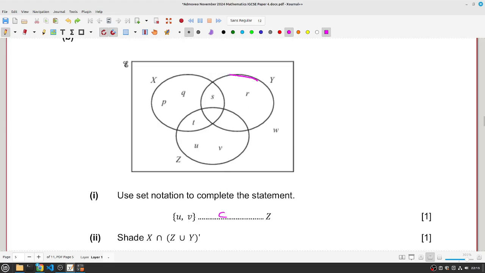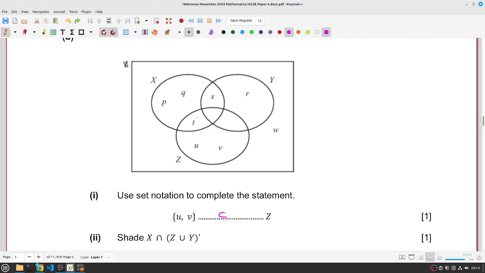So the union of Z and Y is this. It's all of Z plus all of Y, that whole thing. So that's the union of Z and Y. Now we take the complement of that, so everything that's not here. So everything that's not inside this purple part, so everything on the outside of the purple part, where does that intersect with X? In this section here, right? That section. So that's the intersection of X with everything that's not in Z union Y.